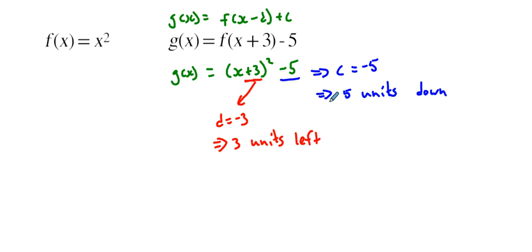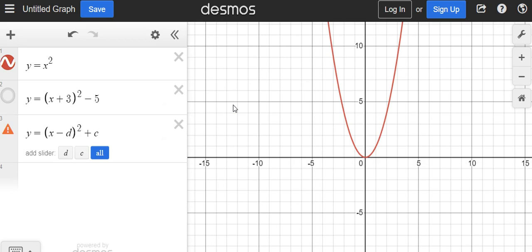Okay, so let's take a quick look at what this looks like on Desmos and see if we can see this 3 units left and 5 units down. So looking on Desmos, here I have my y equals x squared graph plotted. Nothing super special about it. If I add this new one that we've just transformed, the x plus 3 all squared minus 5, we now know that it should move things 3 units to the left and 5 units down. So I should get my new vertex right here. So let's see. Sure enough, I do.